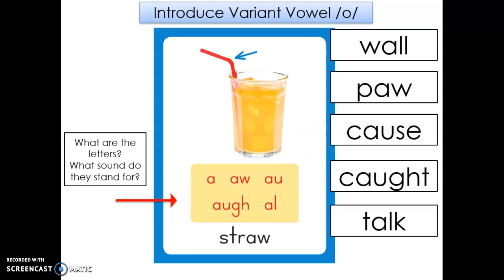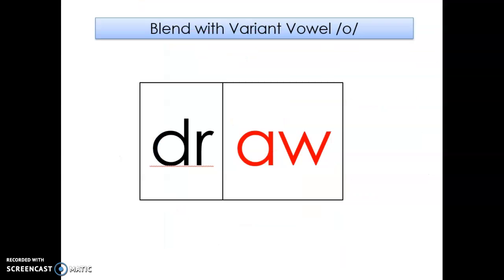Okay, once again, we are working with our straw card this week. It can be spelled A, like in the word wall, all. A-W, like in the word paw. A-U, like in the word cause. A-U-G-H, like in the word caught. Or A-L, like in the word talk. As we go through, make sure that you are reading along with us. Ready? Think.